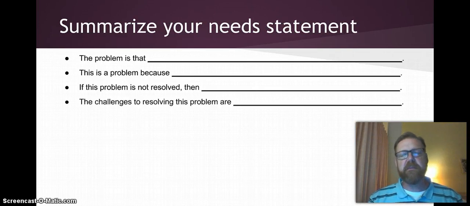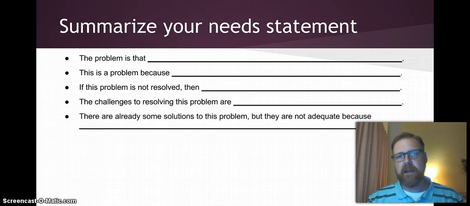Next, if you could talk about some of the challenges to resolving this problem. In other words, these are some of the obstacles that your innovative idea has to either confront or overcome or both in order to achieve whatever goals that you're going to set for yourself in a minute.